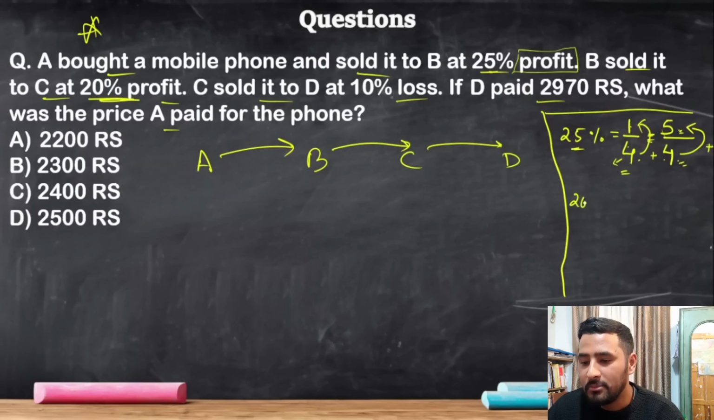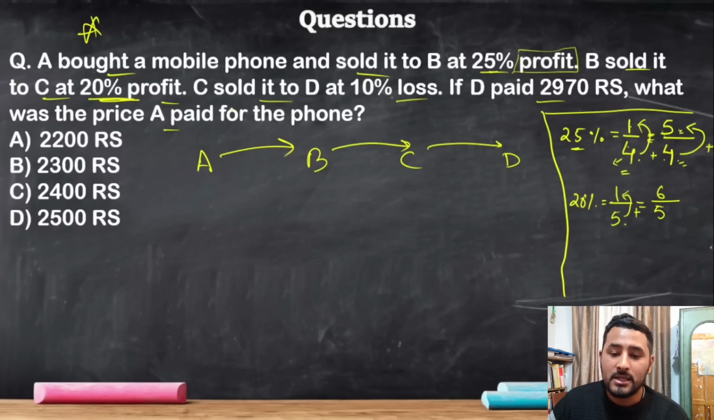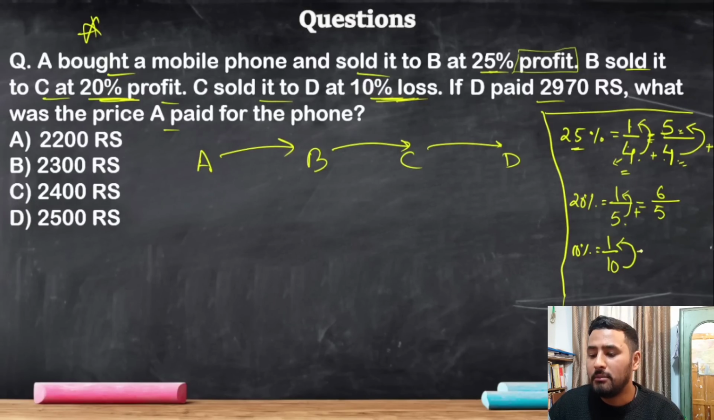Now again, 20% profit means the fractional value of 20% is 1 by 5. So it is getting a profit. If this is CP, 5, for profit just add this to the numerator, you'll get 5 plus 1 is 6 by 5. Okay. So now C sold it to D at 10% loss. Now there's a loss, right? The fractional value of 10% is how much? 1 by 10. So now loss means what? Minus, subtracted, decrease. So if 10 is our CP, SP will be 10 minus 1, which is 9 by 10.